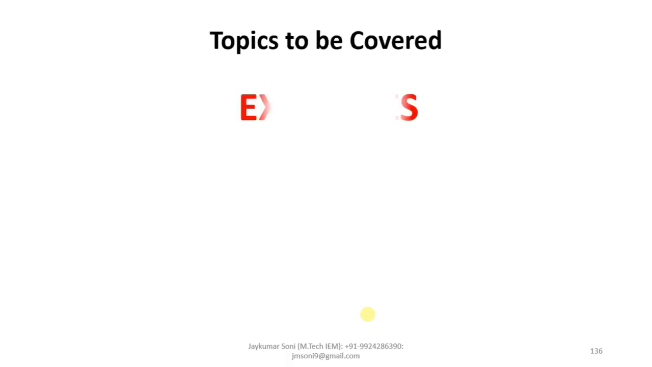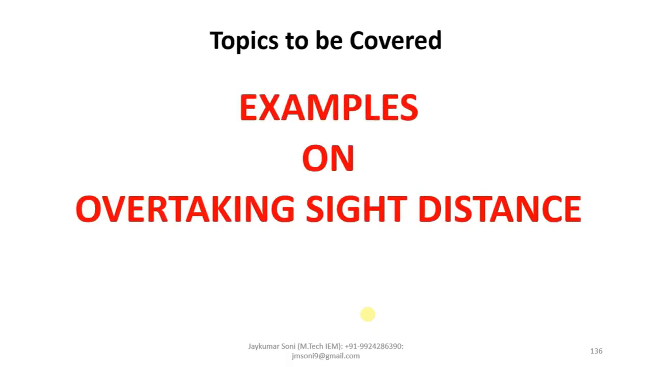Students, in this session, we will try to cover all the types of examples related to overtaking sight distance. We have learned the basic concept and the analysis of overtaking sight distance, and in this session, I will try to explain all the methodologies for how the overtaking sight distance can be calculated. Let us move towards the first example.